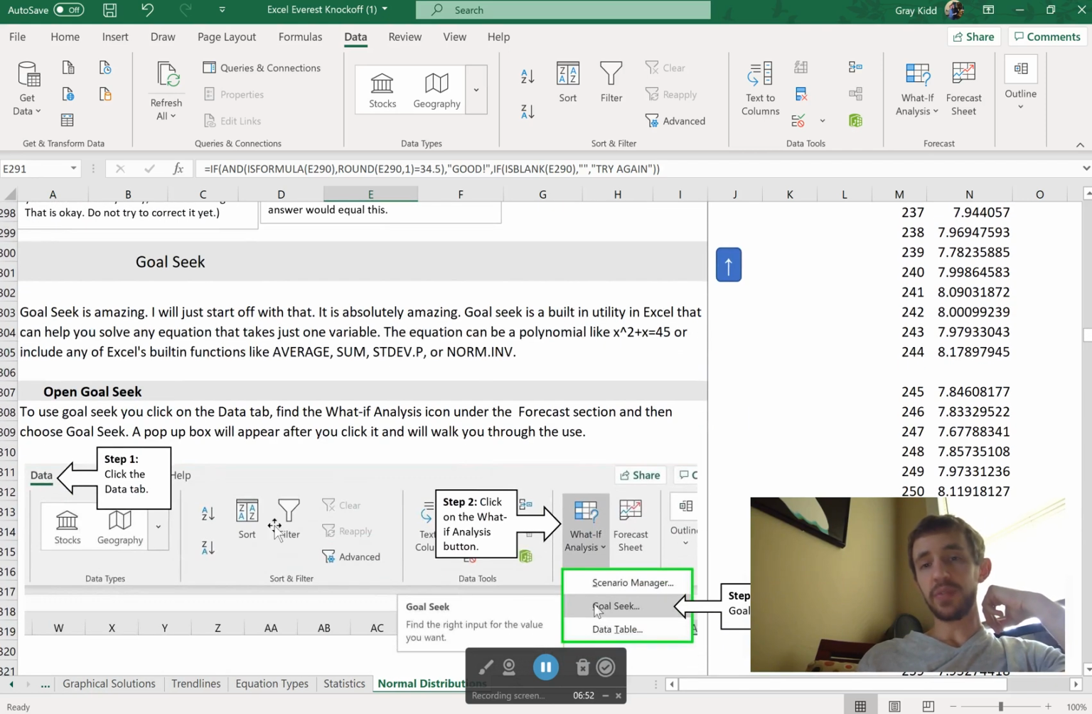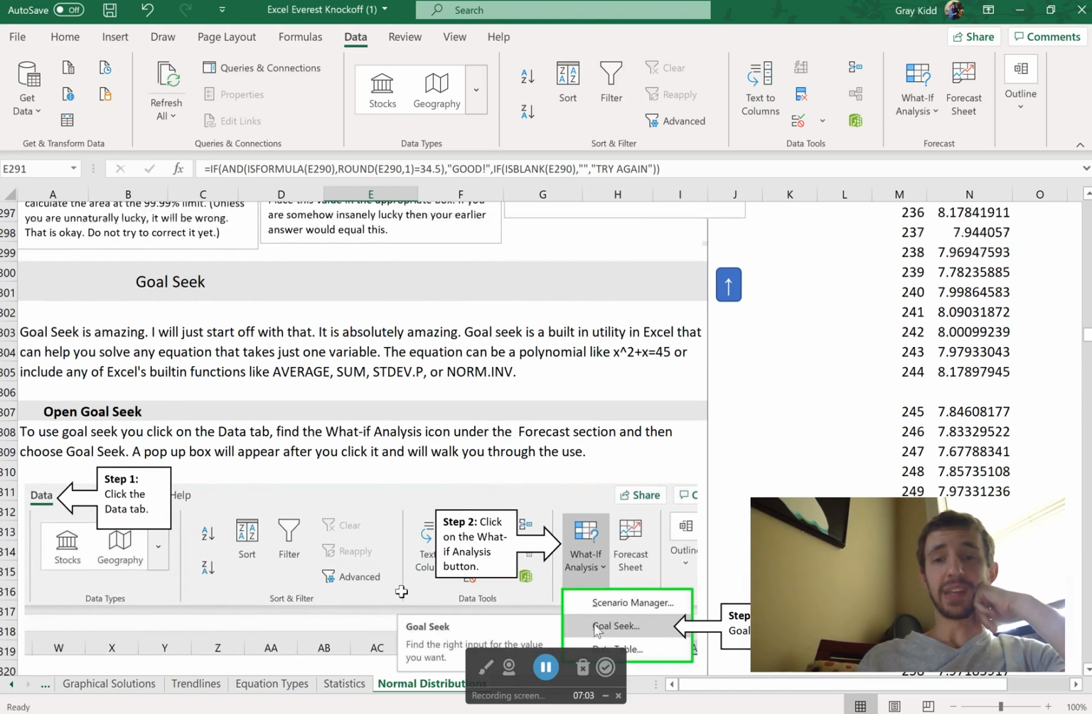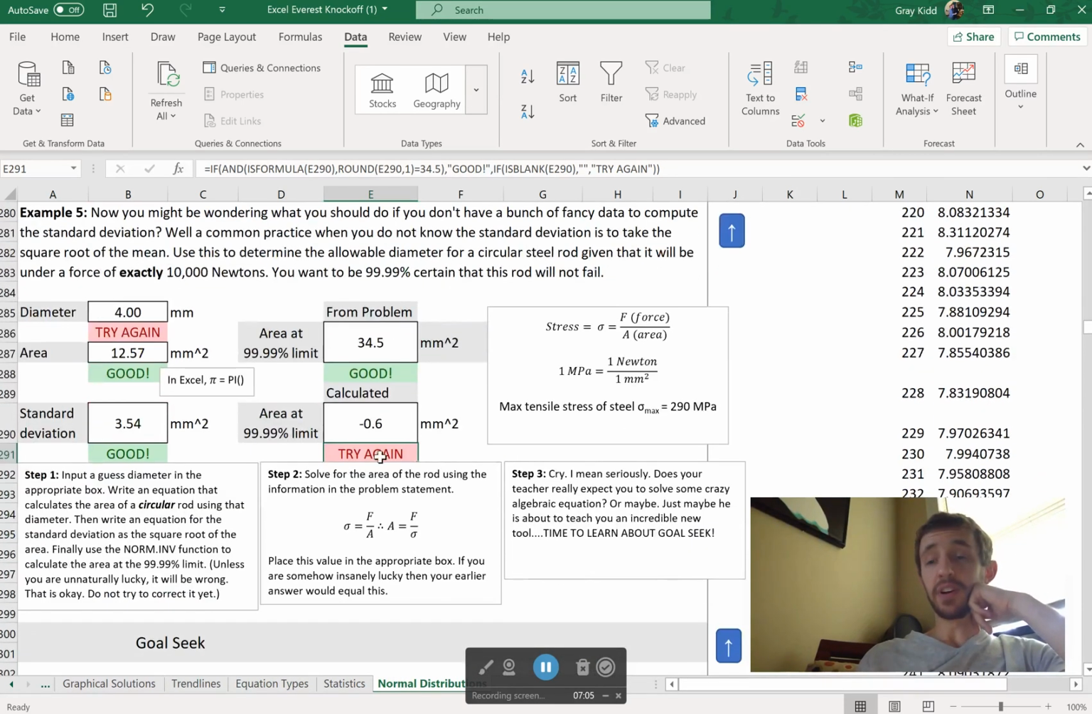Now I have a bunch of different steps about how to use goal seek. It will show you exactly how to do it down here. And this is great for solving algebraic equations. You can only solve functions of one variable at a time, but you can still solve them. Now, luckily for us, this problem is a function of one variable. This diameter changes the area, which changes the standard deviation, which changes this value. And if we can find the diameter that will change this to 34.5, we found it. That's the diameter of our rod. That's what it needs to be, the average diameter.